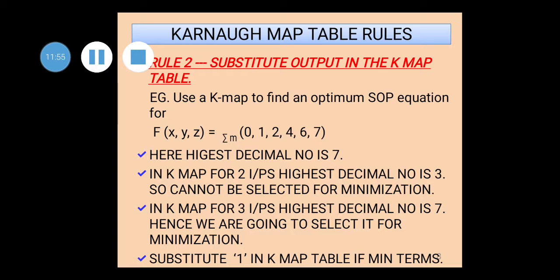Now here the numbers are given. These are nothing but the cell numbers, 0, 1, 2, 4, 6, 7. So you have to substitute. If the given equation is SOP, you are going to substitute 1 in the given cell numbers. But if the given equation is POS, max terms, then you have to substitute 0 in the given cell numbers.